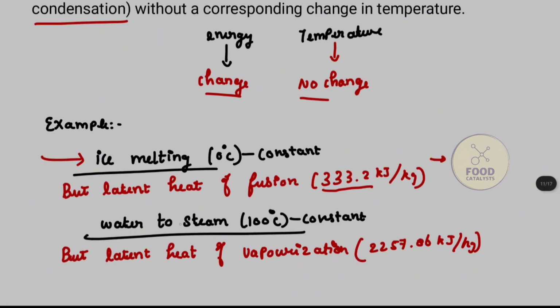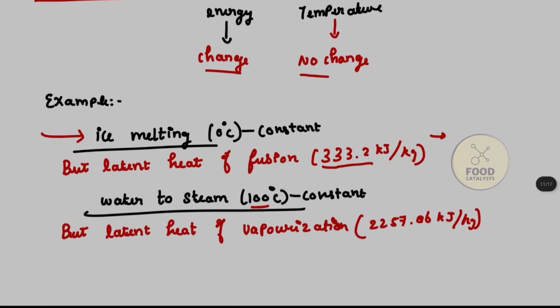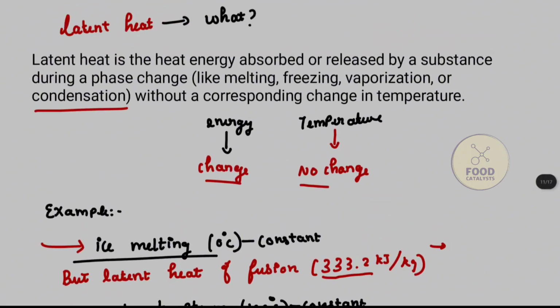The same goes for the water into steam reaction. At 100 degrees Celsius, obviously the water will turn into steam. Here the temperature is constant, but because of the latent heat present in the water, it will convert into vapor, and the value is 2257.06. If you check the latent heat, this is the value you will get. At 0 degrees Celsius, you get 3.2 kilojoule per kg, and at 100 degrees Celsius, you get 2257.06 kilojoule per kg. Now you know what latent heat is. Energy is absorbed or released, but the phase is changing without changing the temperature.